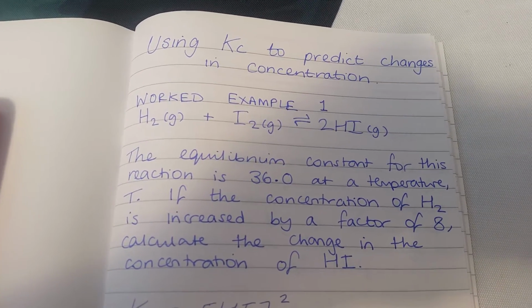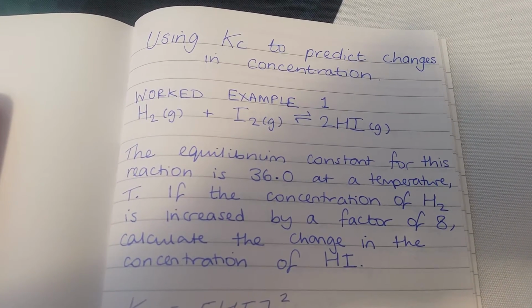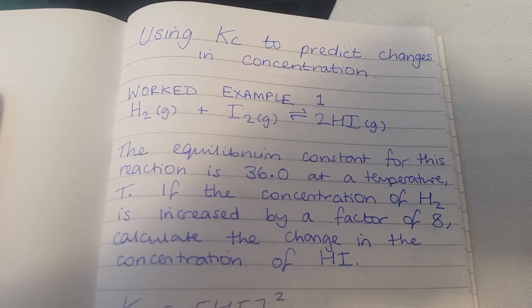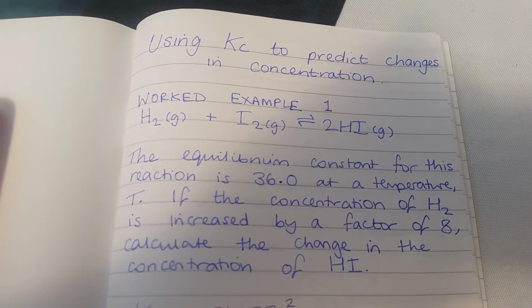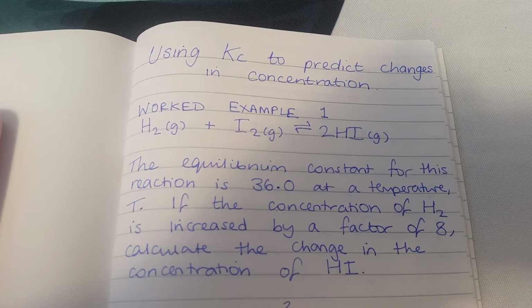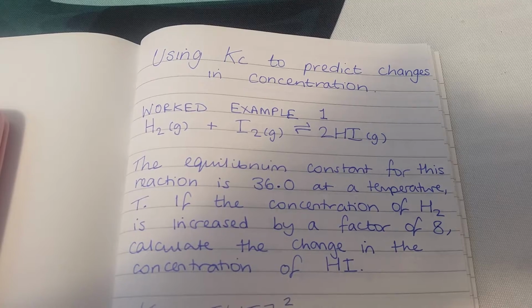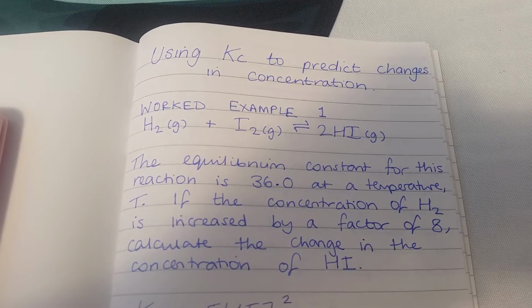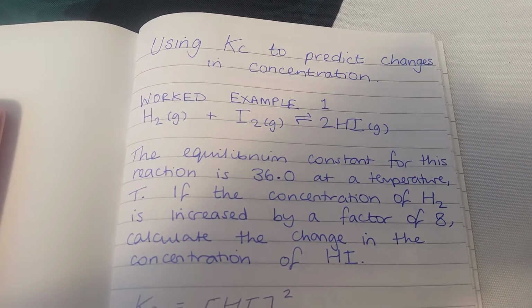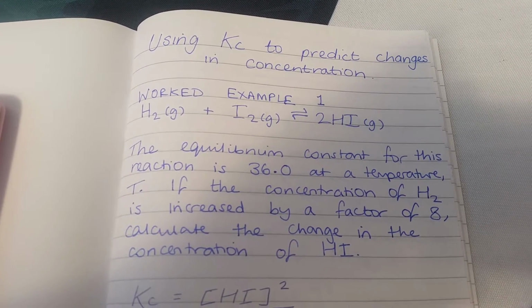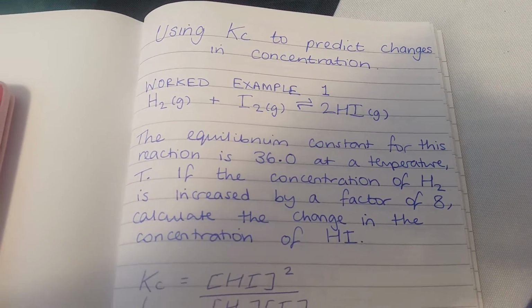And the question says the equilibrium constant for this reaction is 36 at a temperature T. Now it doesn't say the temperature's changed, so we assume it's kept constant. If the temperature's kept constant, then it won't affect the equilibrium constant, so we can ignore that value. If the concentration of hydrogen is increased by a factor of 8, calculate the change in the concentration of HI.